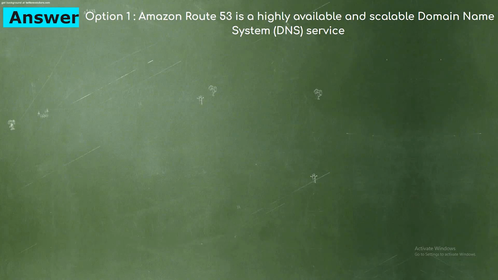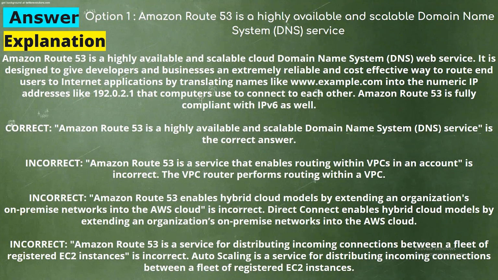Amazon Route 53 is a highly available and scalable domain name system, DNS, service. Explanation. Amazon Route 53 is a highly available and scalable cloud domain name system, DNS, web service. It is designed to give developers and businesses an extremely reliable and cost-effective way to route end users to Internet applications by translating names like www.example.com into the numeric IP addresses like 192.0.2.1 that computers use to connect to each other. Amazon Route 53 is fully compliant with IPv6 as well. Correct. Amazon Route 53 is a highly available and scalable domain name system, DNS, service is the correct answer.